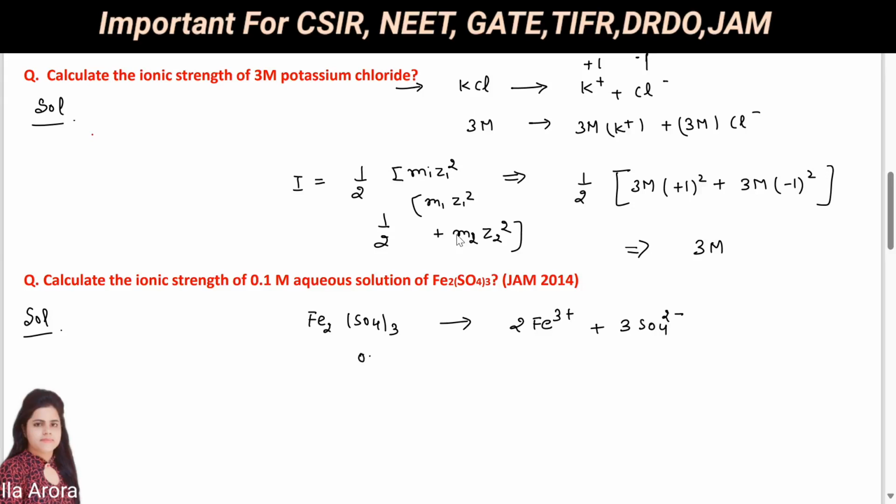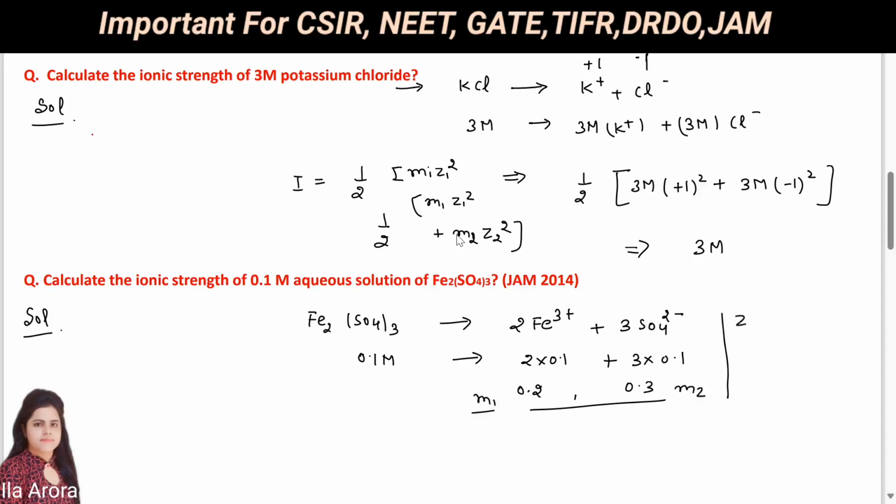And the solution is 0.1 m. So we know that 2 Fe3+ will be there. So 2 into 0.1 plus 3 into sulfate, 3 into 0.1. So concentrations are 0.2 and 0.3, right? This is M1, you can say concentration, and this is M2.